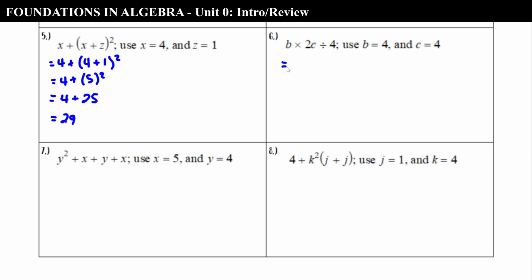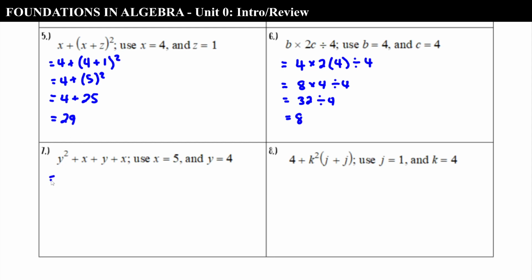Number 6, we have 4 for B. C is also 4. And then we're dividing by 4 on the end here. So let's follow our order of operations. 4 times 2 is 8. 8 times 4 is 32. And 32 divided by 4 brings us back to 8.